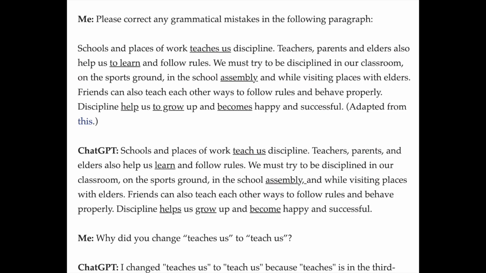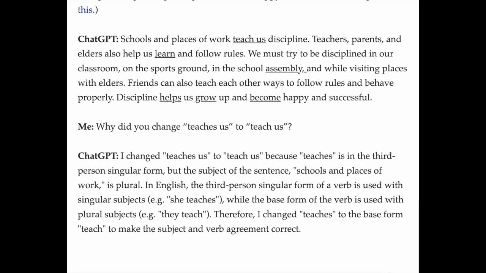So on line 1 it corrected "at schools and places of work teach us," not "teaches us." And on line 5, "discipline helps us grow up and become happy." So I asked about the first one on the first line. Why did you change "teaches us" to "teach us"? And this explanation is okay.